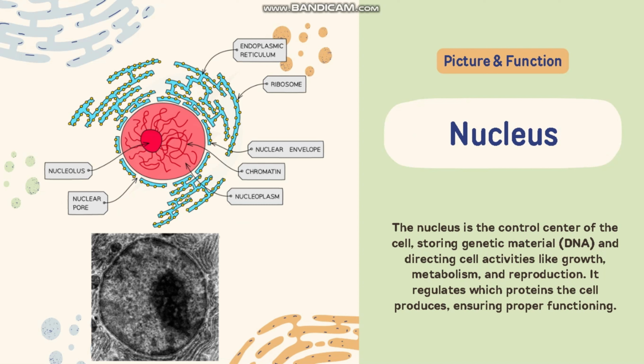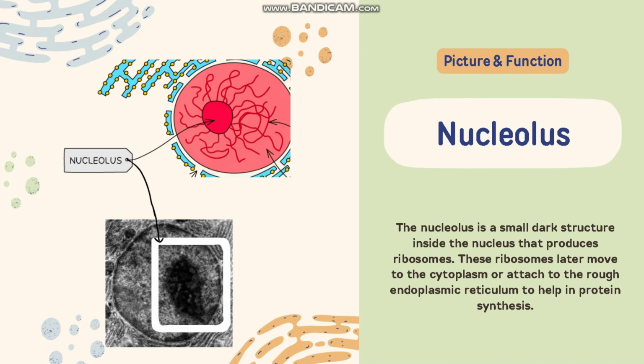We've got the nucleus. The nucleus is the control center of the cell, storing genetic material, which is the DNA, and directing cell activities like growth, metabolism, and reproduction. It regulates which proteins the cell produces, ensuring proper function. I hope you all understood this. It's pretty straightforward. And on the side we've got the picture of a nucleus under an electron microscope.